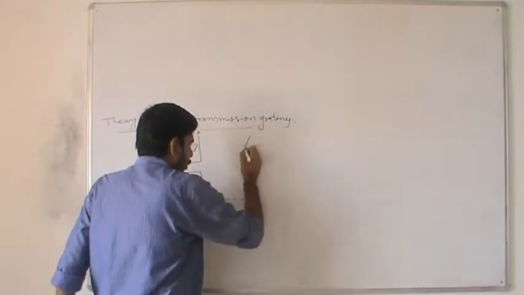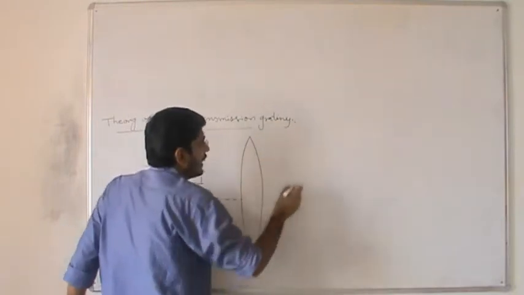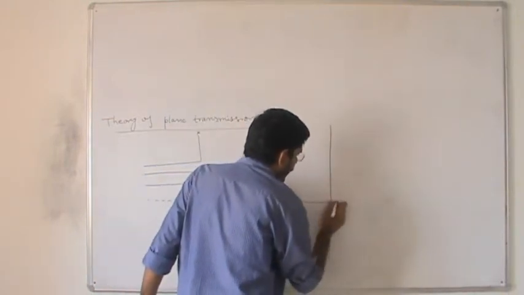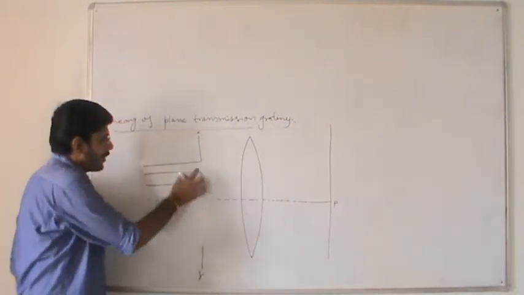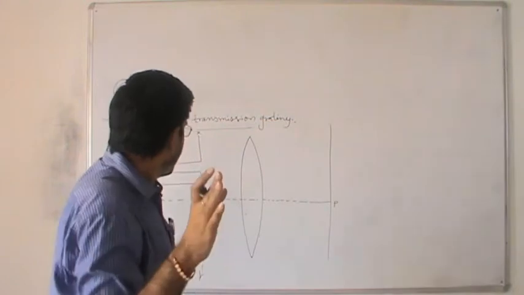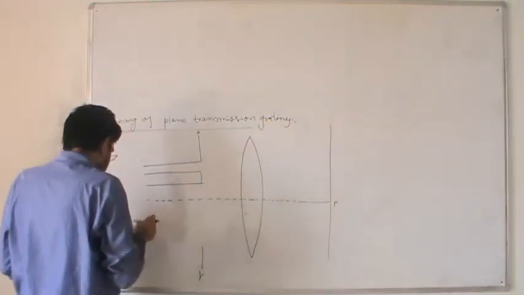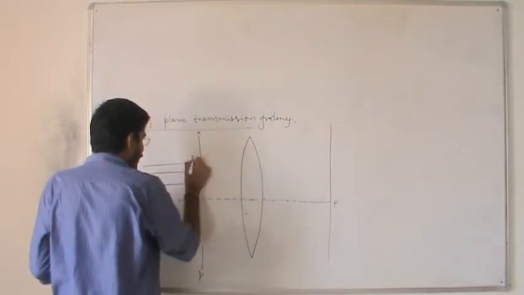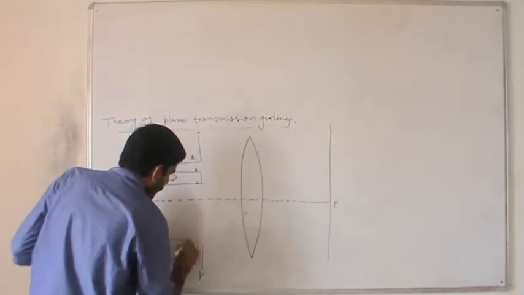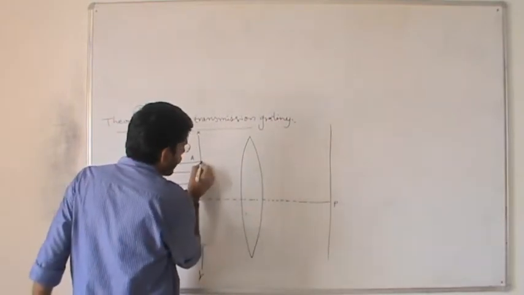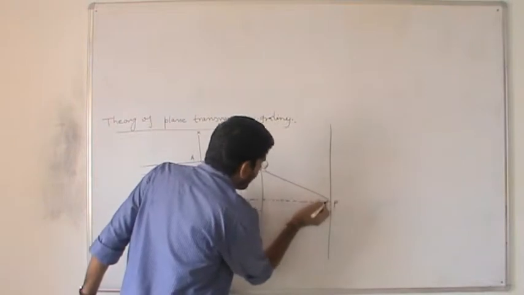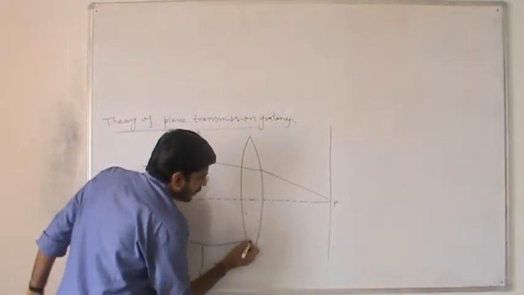The light passes through a convex lens, and finally it produces interference at a point P. XY is the grating. In the grating we have two portions, one is the transparent portion and another is the opaque portion. This is the point A, this is the point B, and this is the point C, and so on. This light after passing through the grating falls on the convex lens and ultimately produces an interference pattern at a point P.